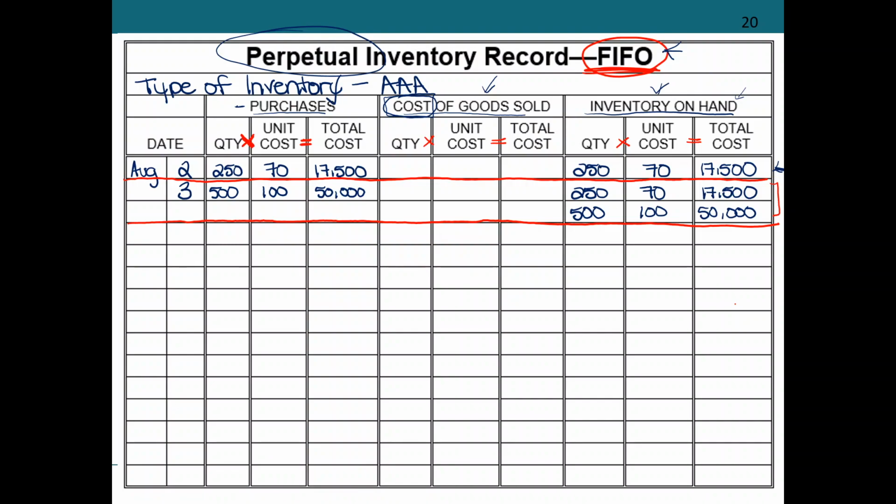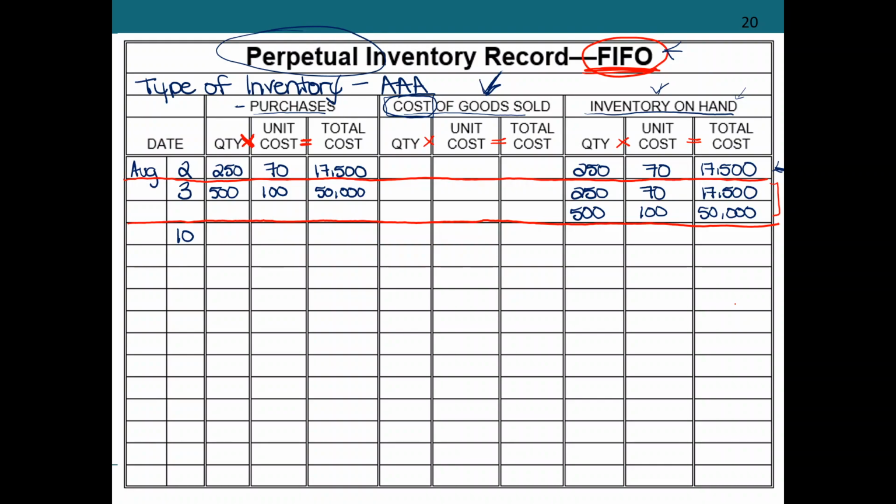The next transaction happens on August 10th. And now we have a sale. So we're selling 300 units. And again, that $150, that's the sales price. So we are not using that in this. If it told us in the question sometime to calculate the revenue, we would use that $150. But the cost that we're tracking in this middle column is based on what we've got on hand. So ignore that $150 that's in the question.